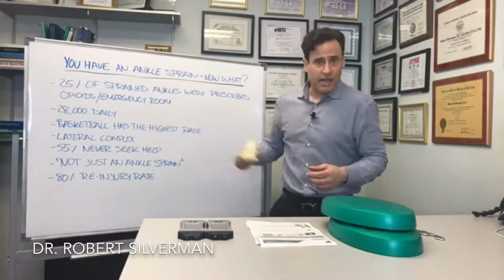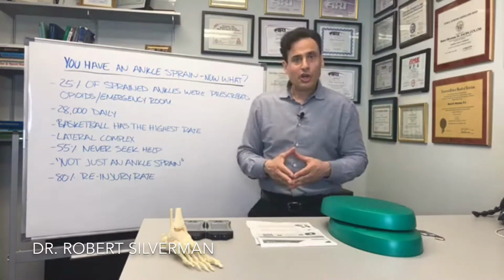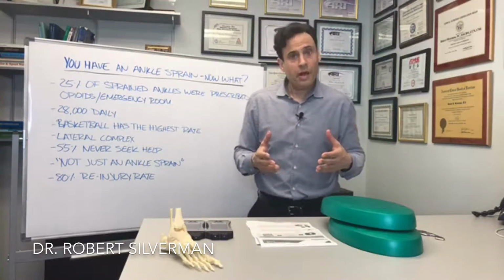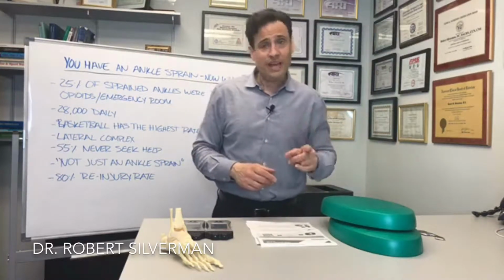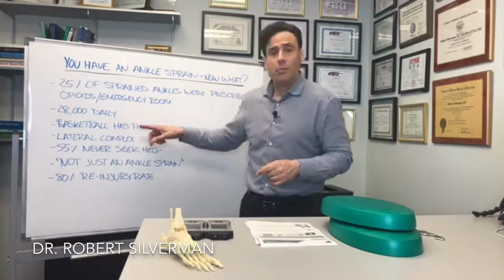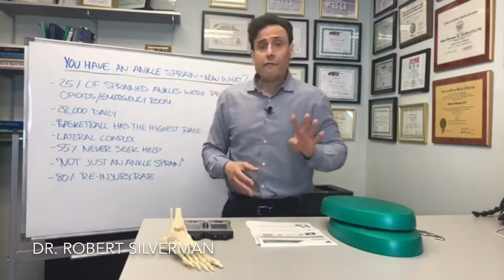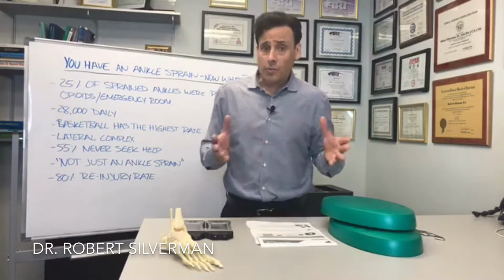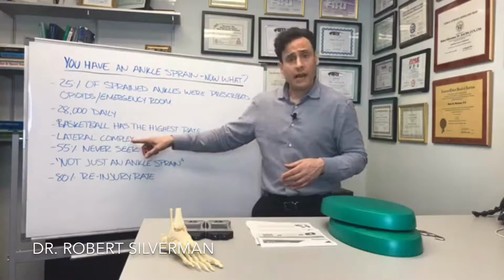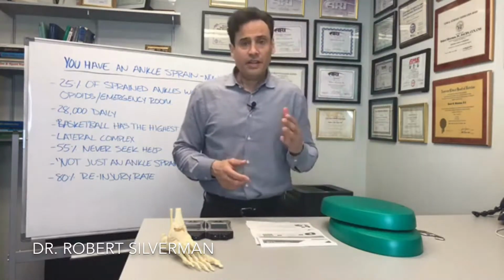Now, if you understand this lateral complex, let's talk about how common an ankle sprain is. 28,000 ankle sprains occur daily, a large number. Number 1 sports injury in the United States. Basketball has the highest rate of ankle sprain. About 41% of basketball players get an ankle sprain at some point. That's a lot, almost half. Like I said, lateral complex. 55% of people who get an ankle sprain never seek help.